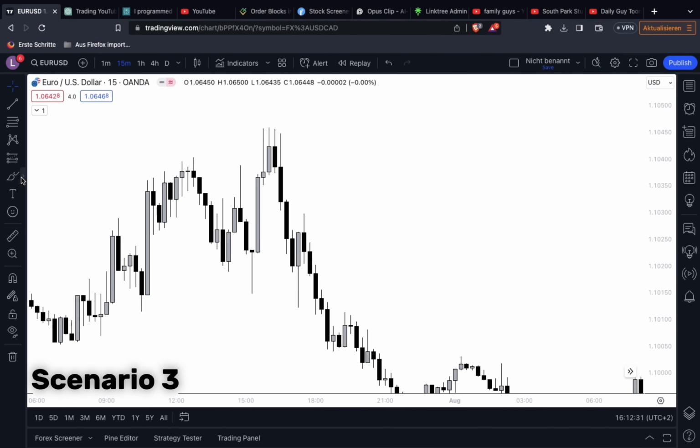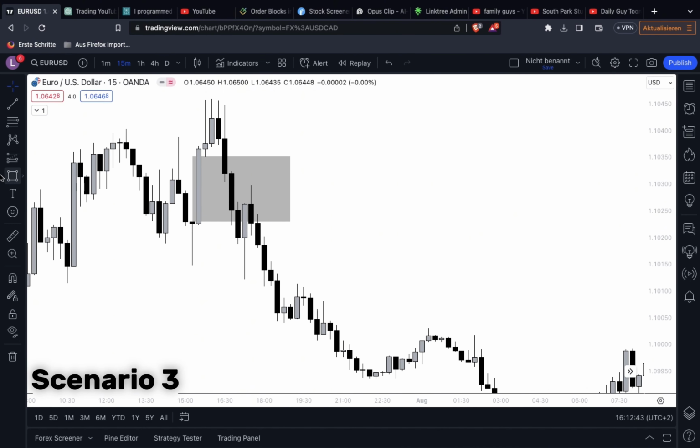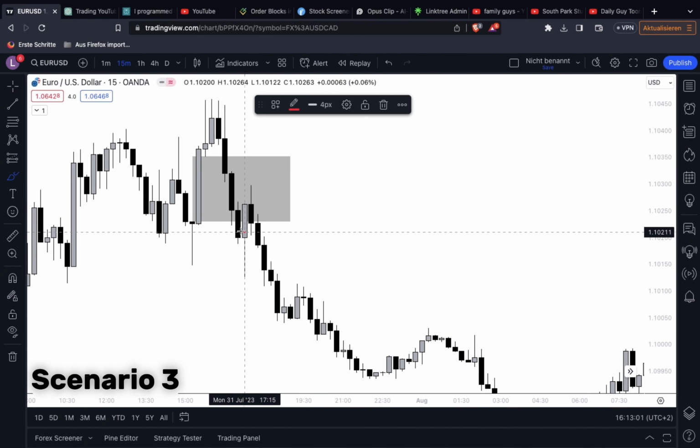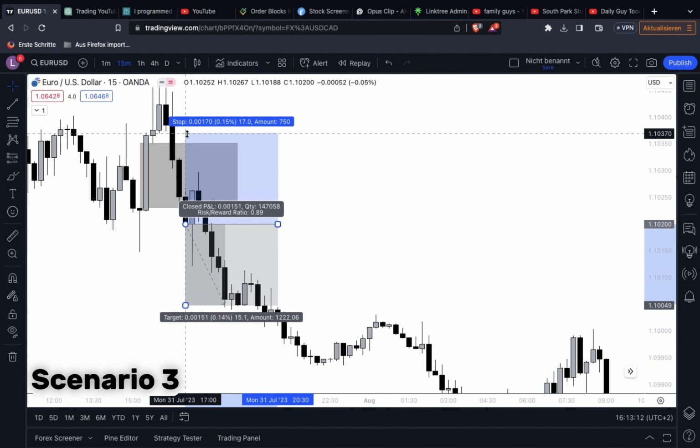Scenario 3, price breaks through the fair value gap and closes below it. Technically this would mean price doesn't respect the fair value gap anymore and will probably continue to go down. If you're an aggressive trader, this would mean you should go short.